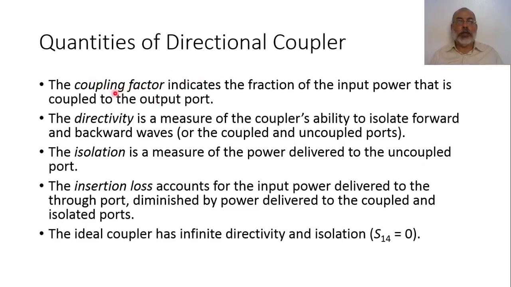Regarding the quantities of the directional coupler: the coupling factor indicates the fraction of the input power that is coupled to the output port. The directivity is a measure of the coupler's ability to isolate forward and backward waves, or the coupled from uncoupled ports. The isolation is a measure of the power delivered to the uncoupled port. And the insertion loss accounts for the input power delivered to the through port, diminished by the power delivered to the coupled and isolated ports. As I said, the ideal coupler should have infinite directivity and isolation. This means that the value of S14 should equal 0, assuming that the input port is port 1.